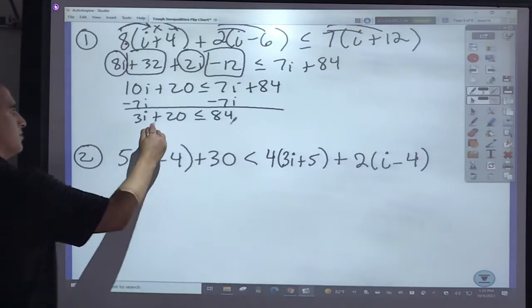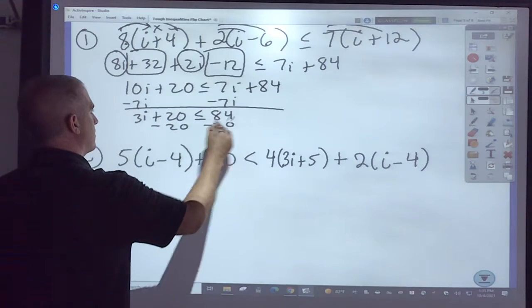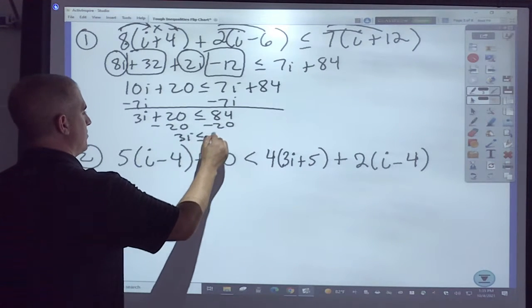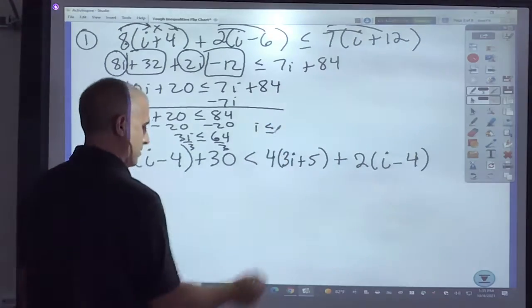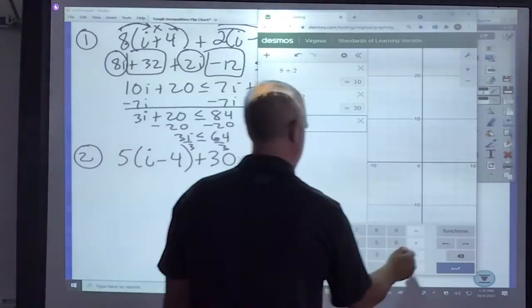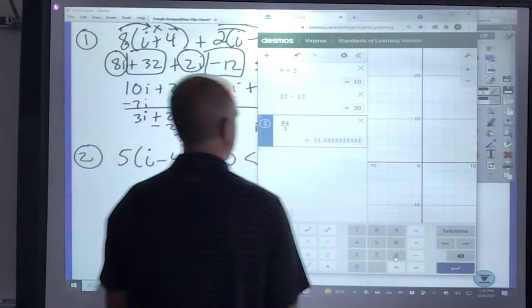Okay? Subtract 20. 3i is less than or equal to 64, and divide by 3. 21.3.